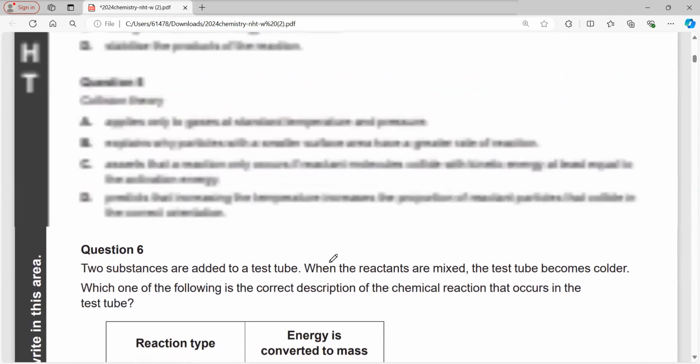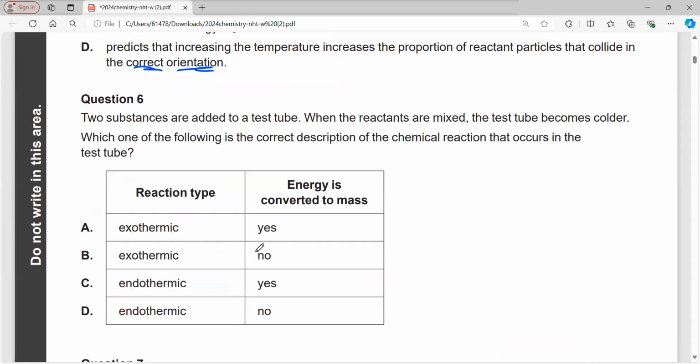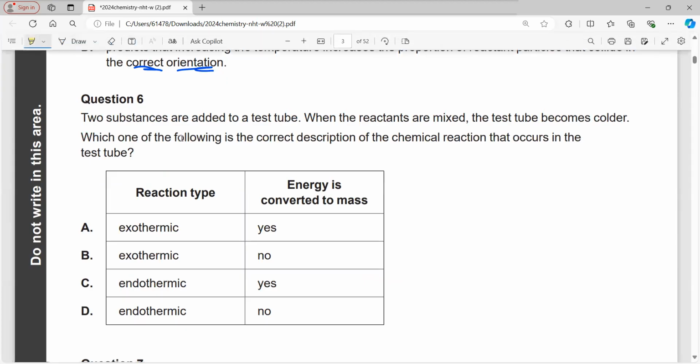I think the wording of some of these questions could be improved slightly, but it's not too bad so far. Two substances are added to a test tube. When the reactants are mixed, the test tube becomes colder. Which one of the following is the correct description of the chemical reaction that occurs in the test tube? So this would definitely be an endothermic reaction, because if the test tube is becoming colder, it means that it's drawing heat from the surroundings and absorbing it, right?